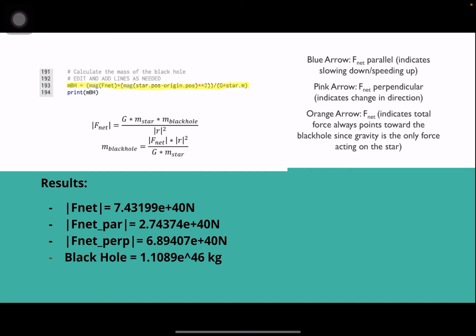And now we'll go more into how we figured out the mass of the black hole. Well, we can find that by using FNet equals G constant times the mass of the star times the mass of the black hole over the absolute value of position squared. If we rewrite this, we have the mass of the black hole equals FNet times the absolute value of position squared over G times the mass of the star. And we can change out FNet with the FNet perpendicular plus parallel components that we have. And as you can see at the bottom, my black hole's final mass was 1.1089 × 10^46 kilograms, which is very heavy.